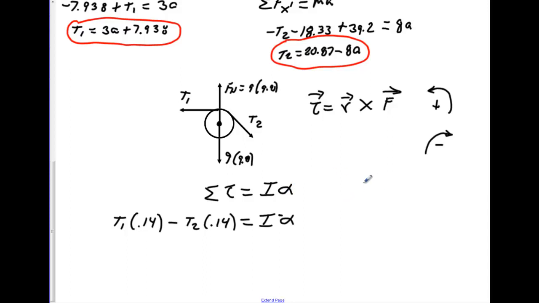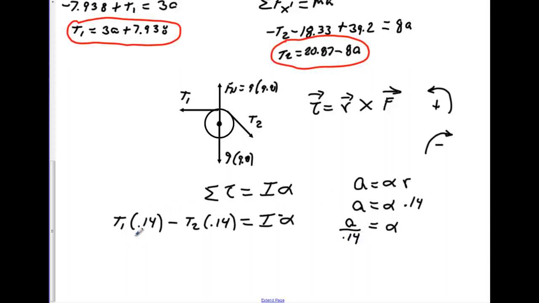We know a couple things. We know that acceleration is equal to angular acceleration times r. So can we not say that acceleration is going to equal my angular acceleration times the radius, which is 0.14? So we can say angular acceleration is equal to acceleration over 0.14.